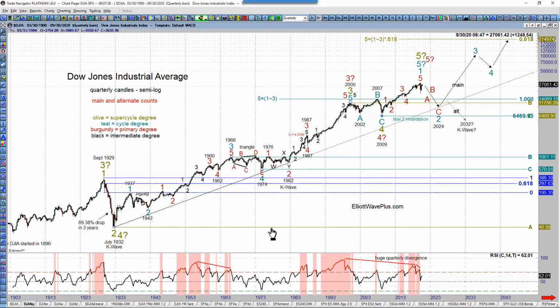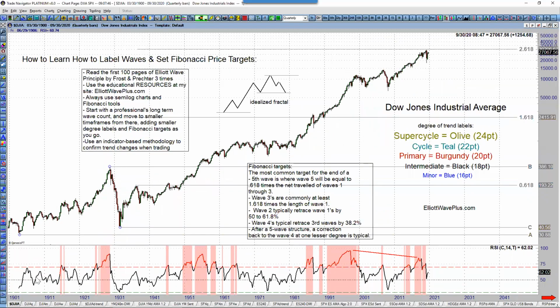You might say, well, how would I develop such a roadmap? And the best way is to go to this list right here, and it'll tell you to start with a professional's long-term wave count and move to smaller time frames from there, adding smaller degree labels and Fibonacci targets as you go. So what I'm going to do today is do that for you live on live candles.